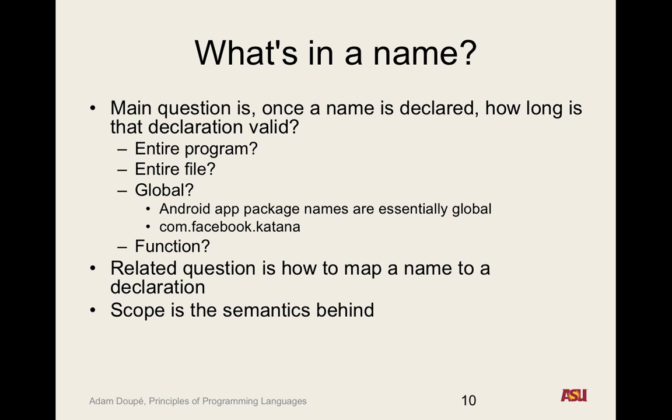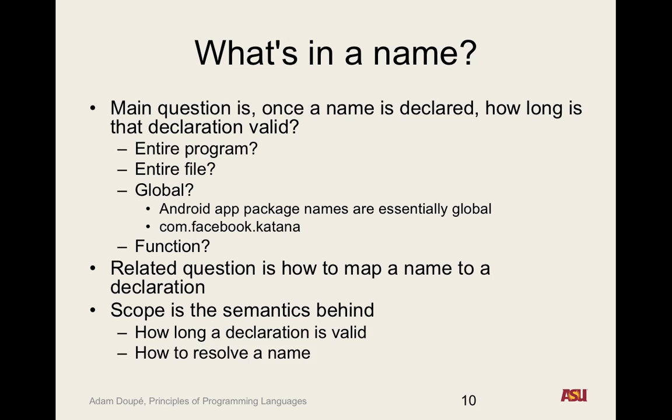And scope, so we've kind of talked about scope. I think up till now you've learned a bit about it, and what we're going to do is define the different types of scoping and how you can do scoping. I like to think of scope as the semantics behind answering these two questions. How long is a declaration valid? When a variable is declared, or a function is declared, how long is that declaration valid for? Where long is kind of an abstract term. And the flip side is, how do we resolve a name? If we see a name, how do we know what declaration that maps to?